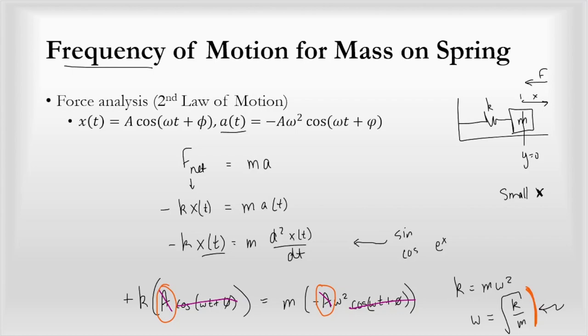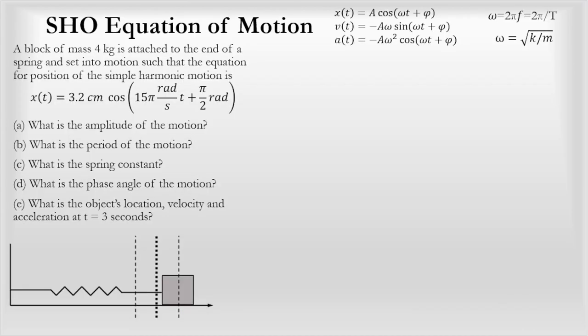Okay, so I have our final example here, simple harmonic oscillator equation of motion. We have a mass on a spring. A block of mass 4 kilograms is attached to the end of a spring and set into motion such that the equation for the position is given by this. So we're given the position equation. Before we had to derive it, here we're given it. And it asks us a series of questions, and we're going to have to read this equation in order to get information out of it in order to answer the questions.